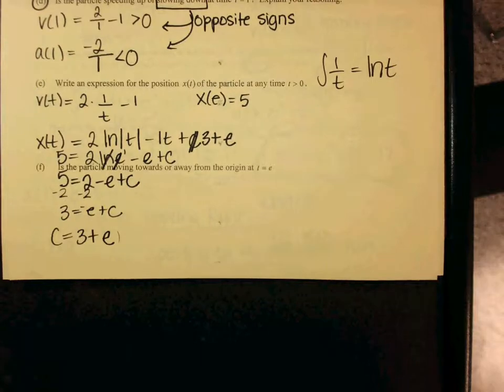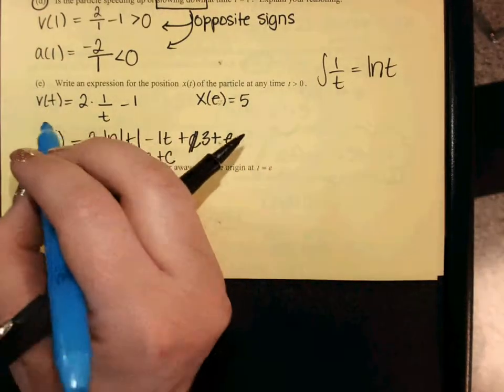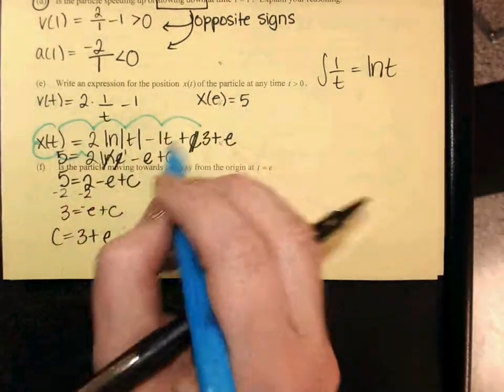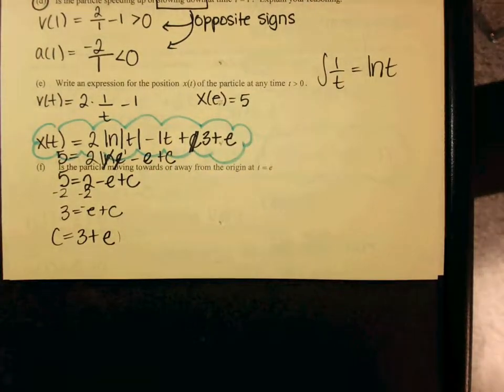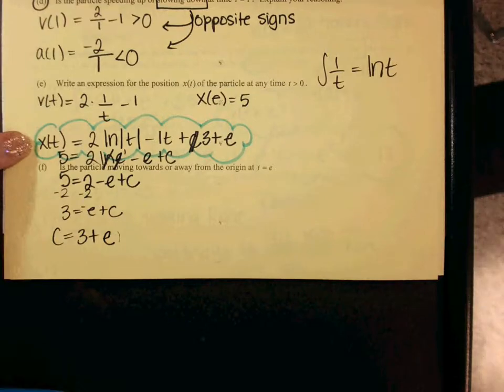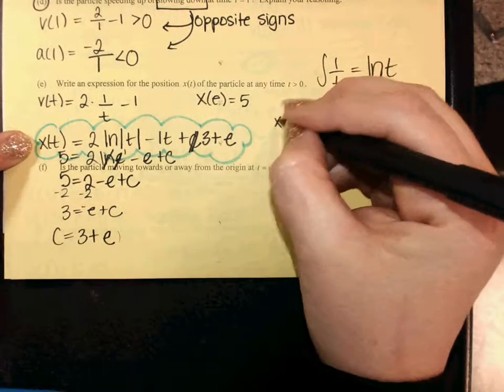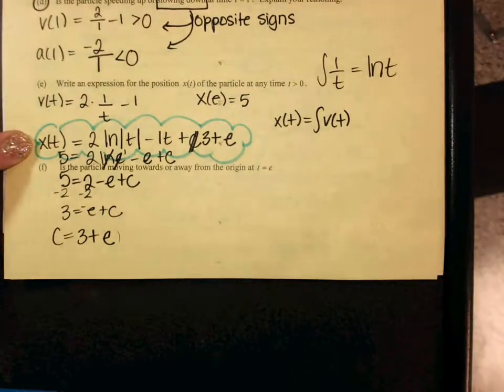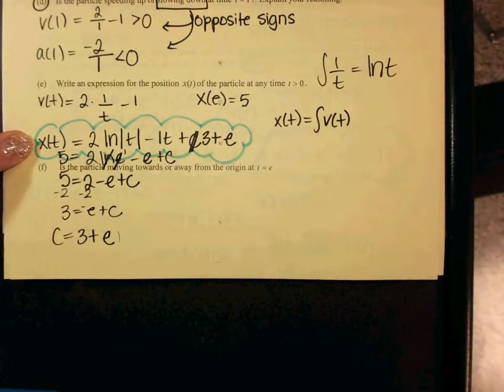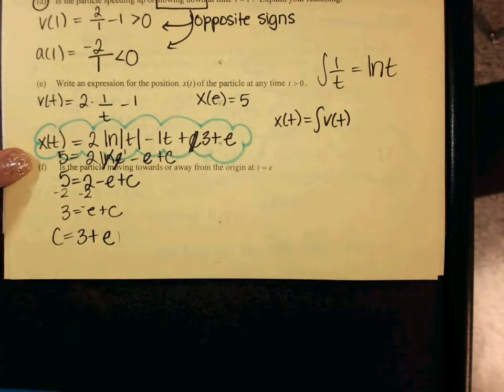Now, what is missing from my page that I should have written in part E? What should I have written before I wrote this? What is x? The integral of v of t. It doesn't matter necessarily where you put it, but make sure you put it somewhere, because you're showing you know the relationship, that it was an integral. Then part F says towards or away from the origin at e.